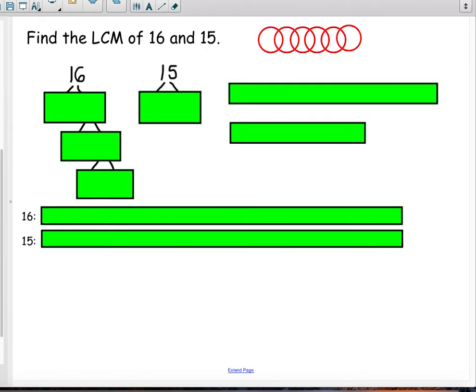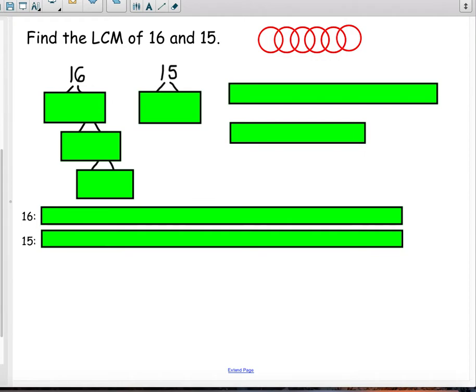Find the LCM for 16 and 15. I will pause the video now. All right, let's see how we did. If you tried the list method, you probably saw that you had a seriously long list for each set of numbers.